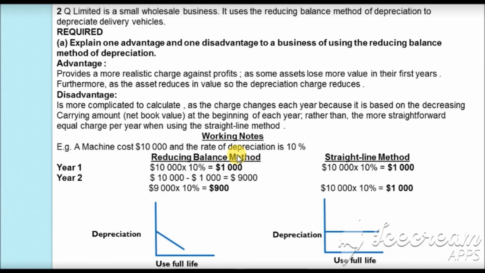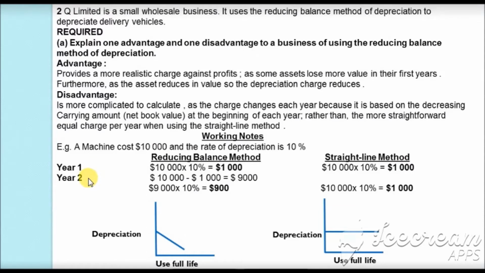Before answering this question, let's first understand the most common methods of depreciation, which are the reducing balance method and the straight line method, with the help of an example where we have a machine which costs $10,000 and the rate of depreciation is 10%. When we calculate this based on the reducing balance method and straight line method, in the first year the depreciation will be 10,000 times 10%, which is $1,000, and the same in the straight line method, that is 10,000 times 10%, which is the rate of depreciation, $1,000.